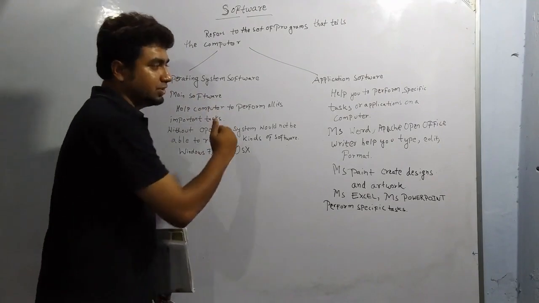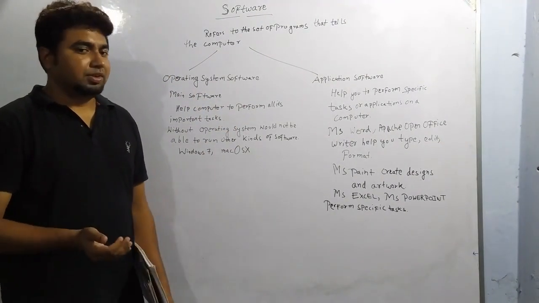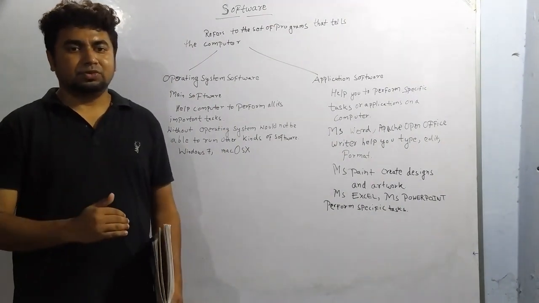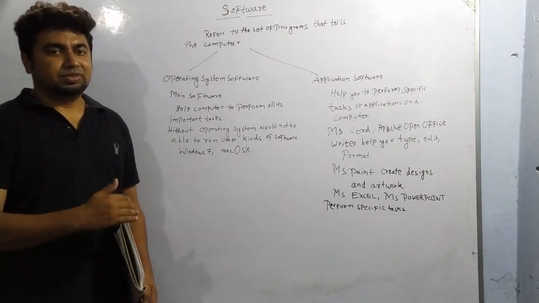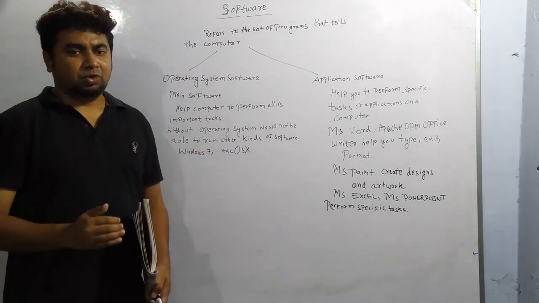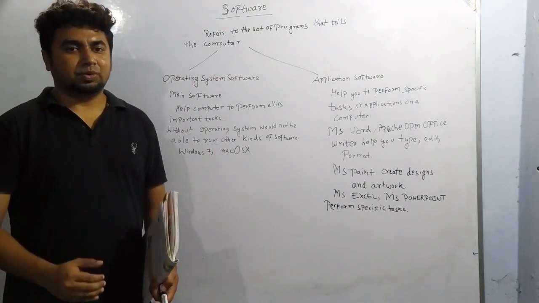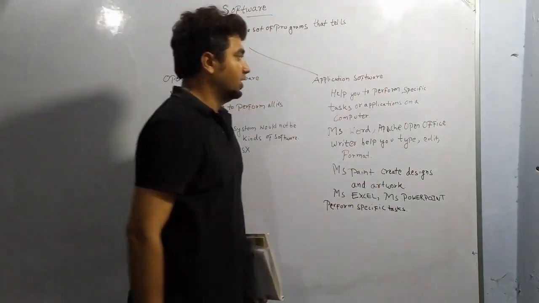With the help of the operating system only you can assign any type of task. It is the basic program which has to be run first, means it has to be started first. It is the opening screen. If it is open, then all the tasks will be performed. Okay. Now we'll be discussing application software.